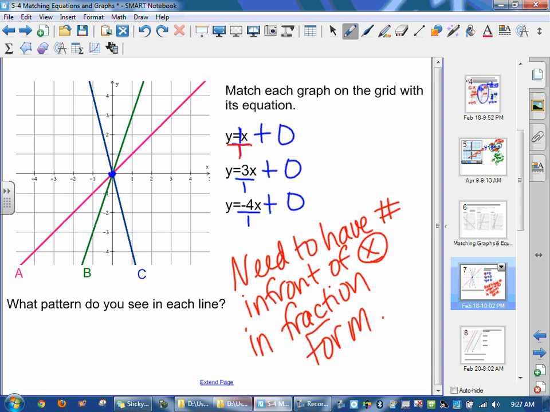So what's that first graph here doing? What's it telling the y point to do? How's it going to move? 1 to the right, 1 up. So this one moves 1 right and 1 up. Okay? So now we start at the middle, and we're going to go 1 right, 1 up. Which graph did I hit? I hit graph A, the pink one. Let's check its pattern. 1 right, 1 up, 1 right, 1 up. Do I hit the graph every time? Yes, I do. So graph A matches my first equation.